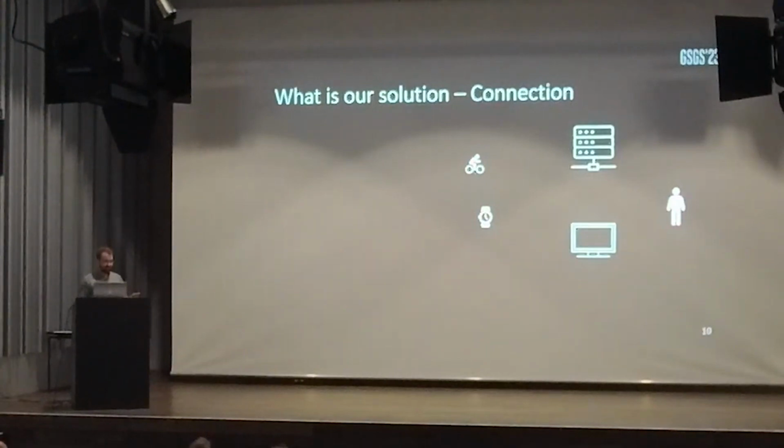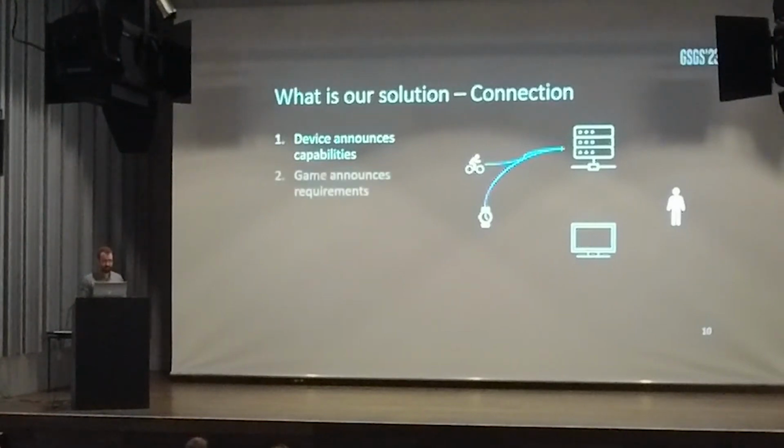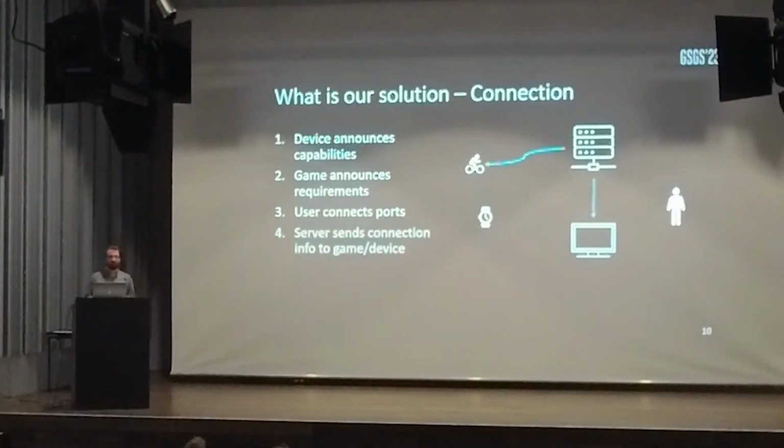I'll show a little bit of how the process would work. The devices, we have 2 here, a bike and a watch. They would connect to a server at any point in time. The game announces its requirements as well. And then we have the user. The user now says, okay, I want to connect this device to this game in a certain way. I'll show that later. The server will send connection information to both the game and the device, and facilitates the data flow from the device to the game. You can do a little extension here where you can actually channel data from the game back to the device. If you have a force feedback device, you could do it in the other direction as well. It doesn't impede that in any way.